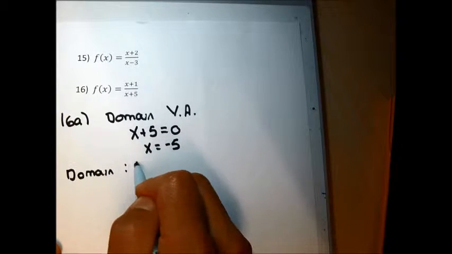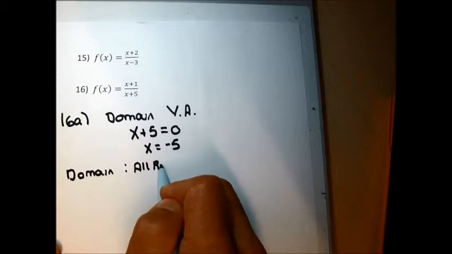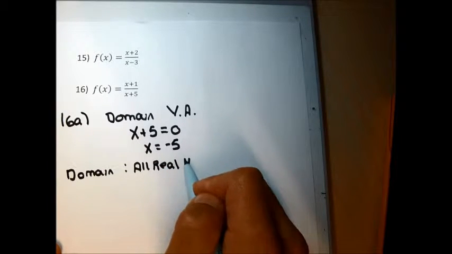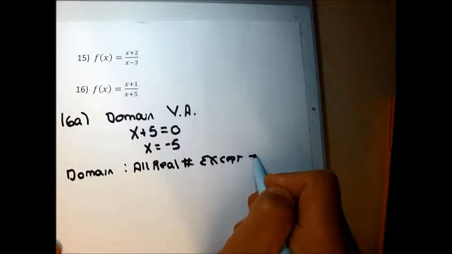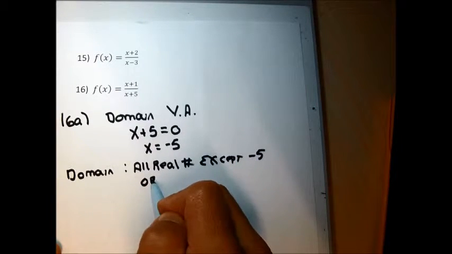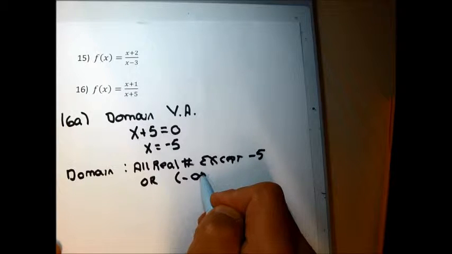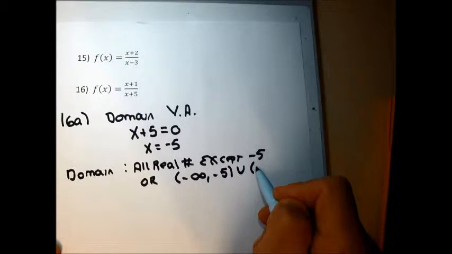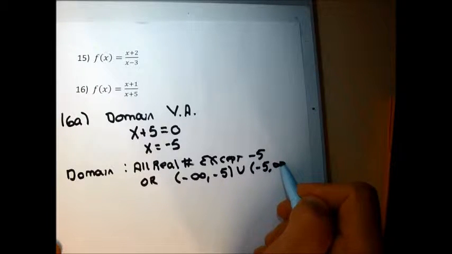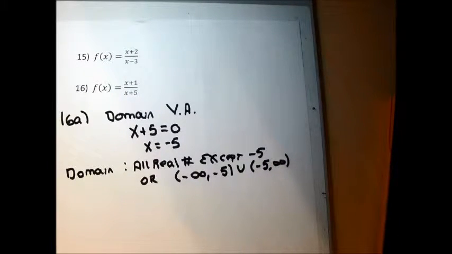For the domain, I can say it's all real numbers except negative 5. Or if I want to write it as an interval, when you're just excluding one number, you take that number and put it in intervals that have positive and negative infinity, all round brackets, and that would be the interval notation. So that's the answer to part A, and I can immediately throw that on my graph as a dashed vertical line.